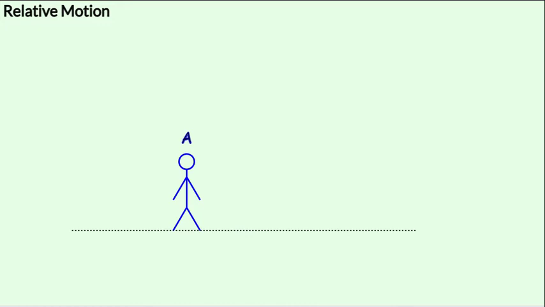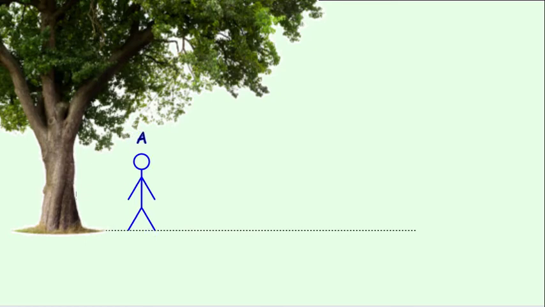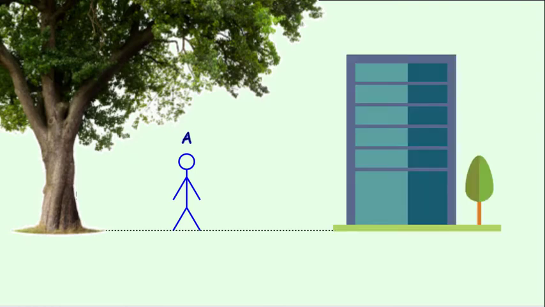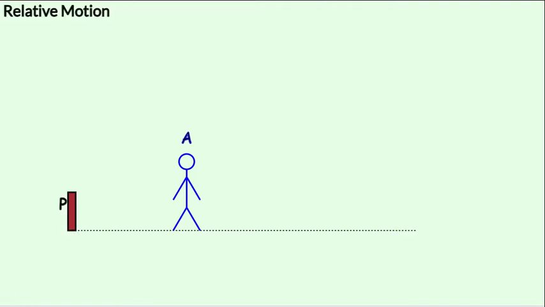One entity here is the moving man. So which is the second entity? When the man moves, we say that he moves relative to the ground, which according to us is stationary. Because the ground is stationary, any object fixed to the ground will also be considered as stationary. For example, this tree is stationary. This building is also stationary. This pole P, which is fixed to the ground, is also stationary.